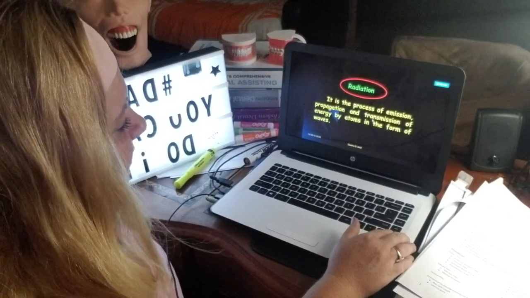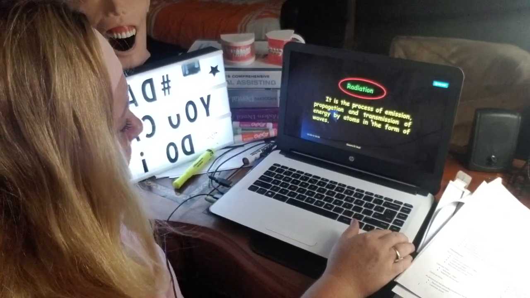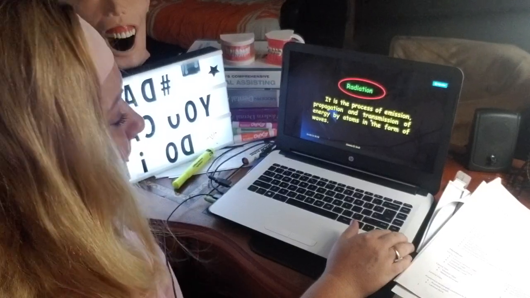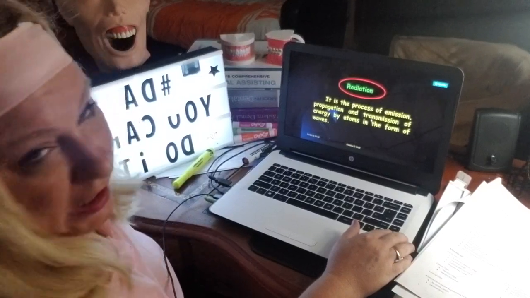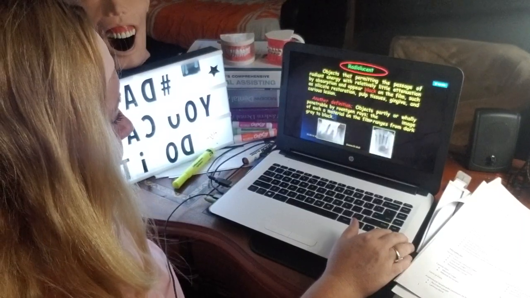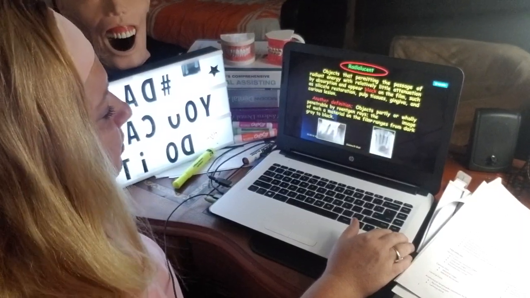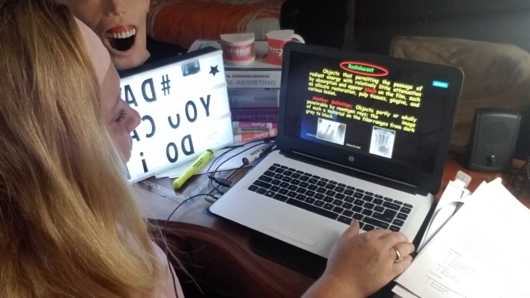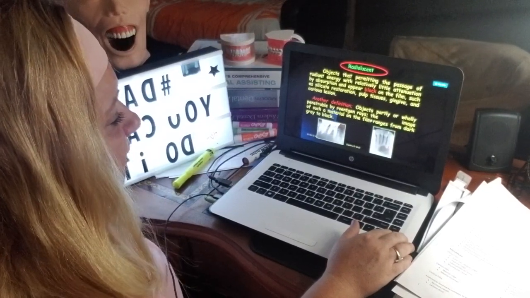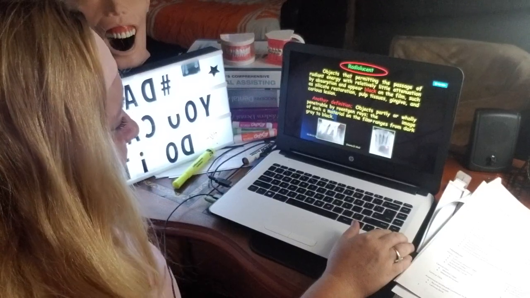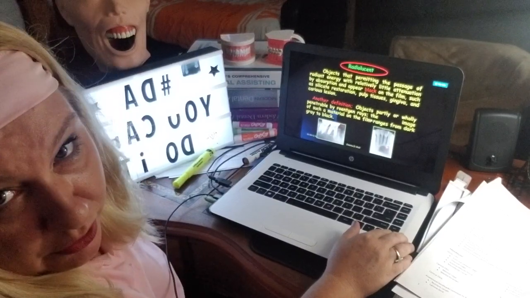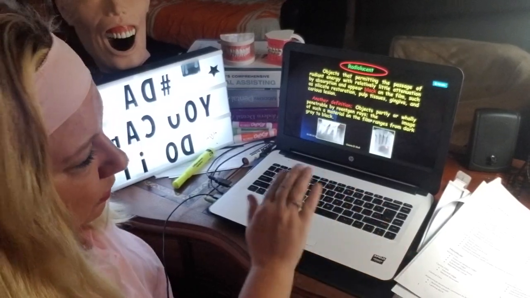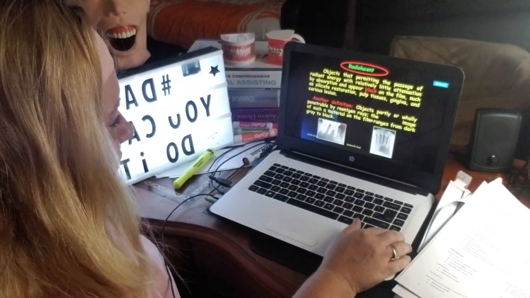Radiation. It is the process of emission, propagation, and transmission of energy by atoms in the form of waves. Radiolucent. Objects permitting the passage of radiant energy with relatively little attenuation by absorption and appear black. Remember that. That is a test question. Radiolucent is something that it just goes through, and it's darker.